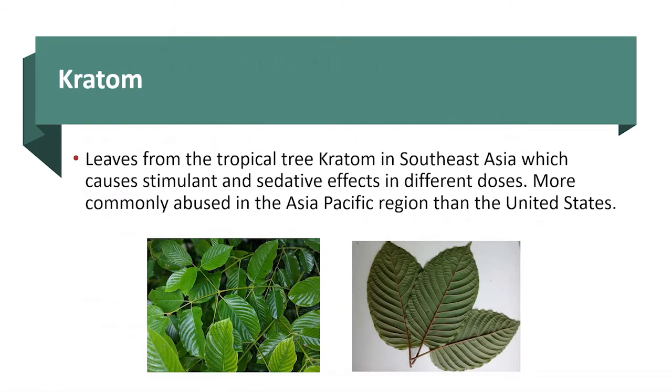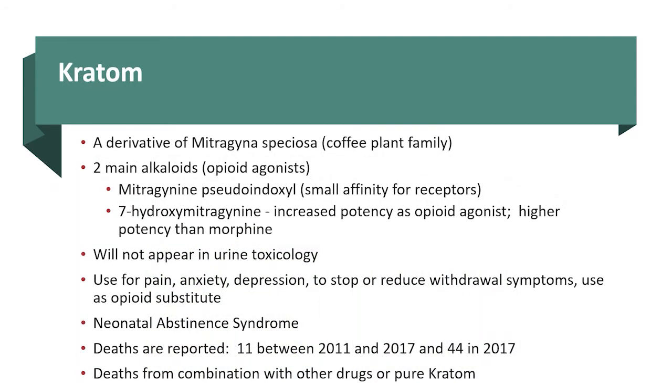New in the landscape, especially in Kentucky, are the leaves from the tropical tree kratom in Southeast Asia, which causes stimulant and sedative effects in different doses. It is more commonly abused in the Asia Pacific region than the United States, but we're seeing cases of abuse of kratom here in Kentucky. It is a derivative of Mitragyna speciosa, of the coffee plant family. There are two main alkaloids, and the potent one is 7-hydroxymitragynine, which has a higher potency than morphine. This drug will not appear in the urine toxicology. It is used for pain, anxiety, depression, or to stop or reduce withdrawal symptoms, and is being used as an opioid substitute. It does cause neonatal abstinence syndrome.